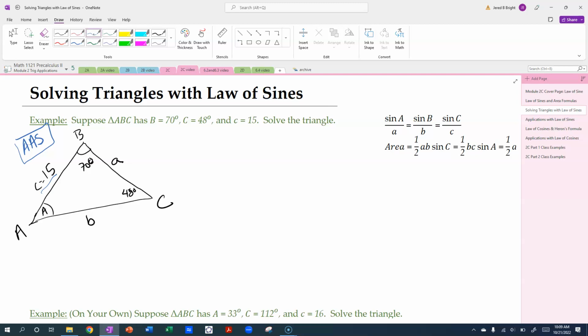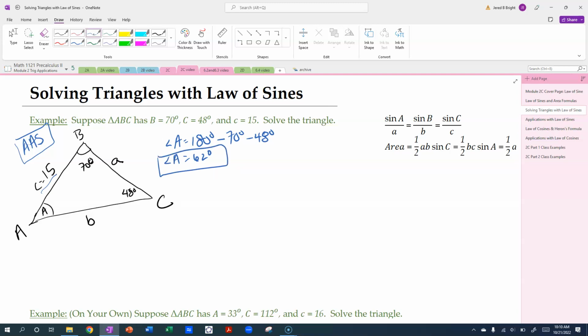All right, but anyway, some of this is very quick to find, in particular angle A. That's very easy to find because we know that the angles must sum to 180. So if we take 180 and subtract 70 degrees and 48 degrees, we can find angle A, and that's just going to be 62 degrees. We didn't even have to use a law of sines for that. So yay, part of our work is done. So we have two side lengths to go.